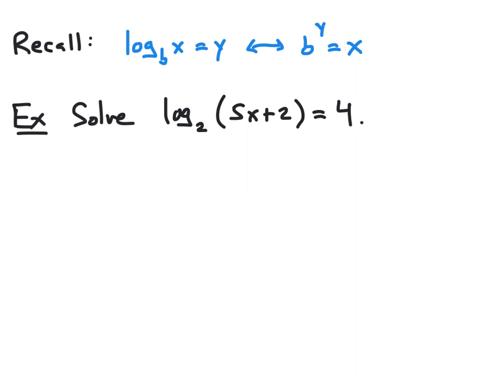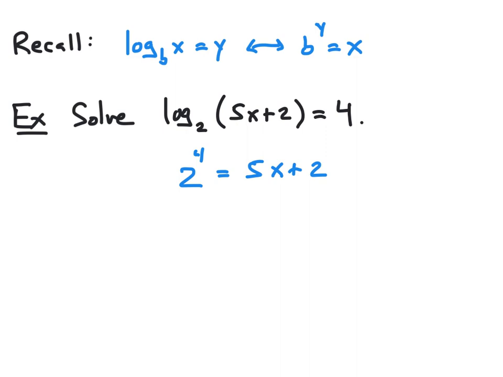For example, let's solve the equation log base 2 of 5x plus 2 equals 4. This is an equation that is in logarithmic form. We have a logarithm on the left side and we have a number on the right side. If we go to convert this to our exponential form, we're going to start with our base 2, raise it to the value of our logarithm, which would be 4, so 2 to the 4th power, and that's going to equal the expression inside the log, which is 5x plus 2.